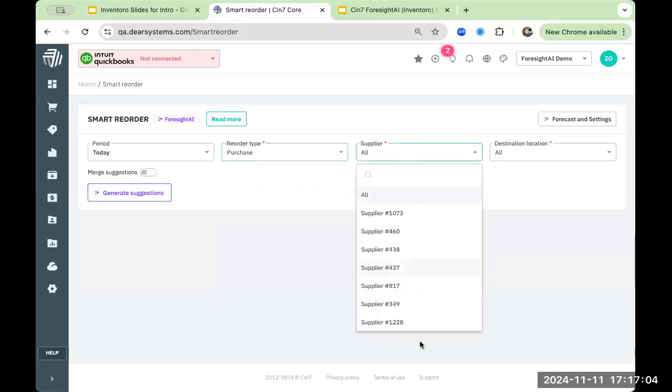Next, we have supplier, fairly straightforward if we want to filter these suggestions only from a certain supplier. And then last, destination location, where the goods are ultimately going to end up.